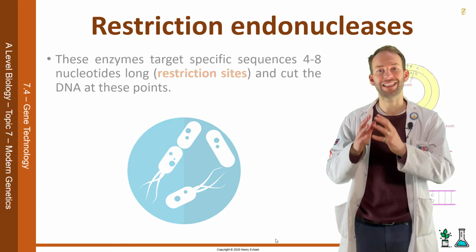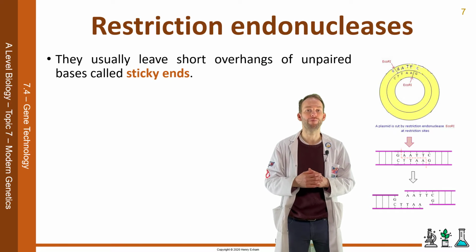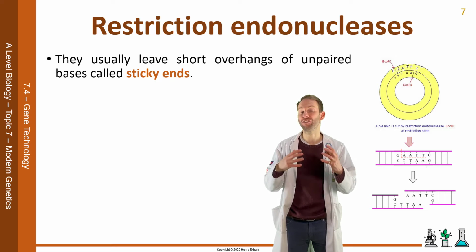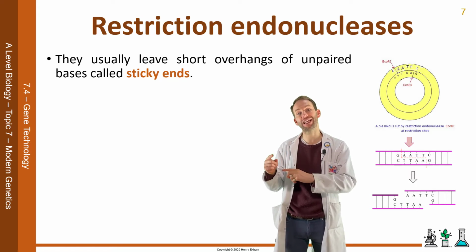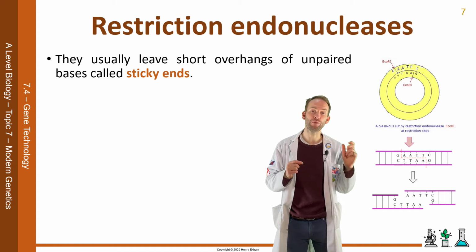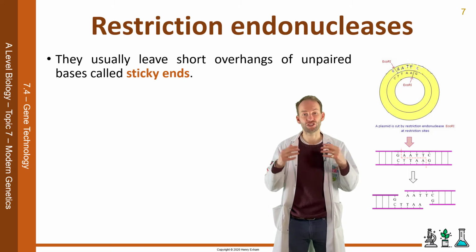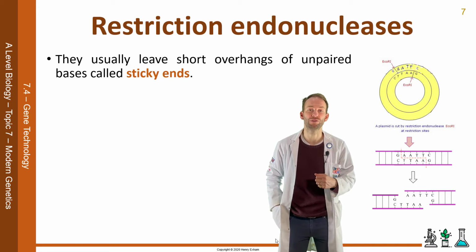When they cut at these different restriction sites, they usually leave short overhangs of unpaired bases called sticky ends. Now, these join very easily to complementary sticky ends. So, if you use the same restriction endonuclease to isolate the desired gene and the same one to open the host genome, then they should complement very well, and it'll be easy to stick the desired gene into the host.